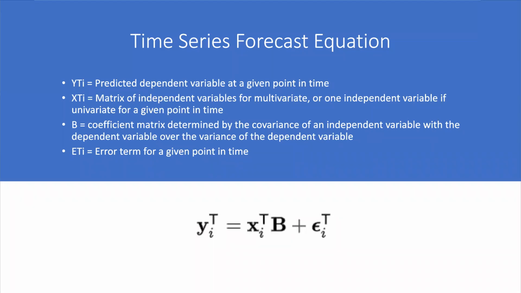So for the time series forecast equation, we have a few variables here. The first one on the left is the predicted dependent variable value at a given point in time, so the S&P 500 price in this case that we're going to predict. The X value is a matrix of independent variables, meaning multiple variables for a multivariate model, or one independent variable for a univariate model. The capital B is a coefficient matrix, which is essentially the independent variable's covariance with the dependent variable over the variance of the dependent variable, or basically how each independent variable moves with the dependent variable over time at a given point in time. And finally, the E term at the far right is just an error term, the standard error that you see at each given point in time.